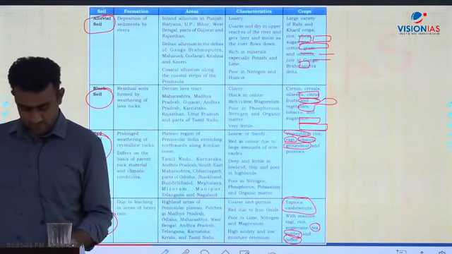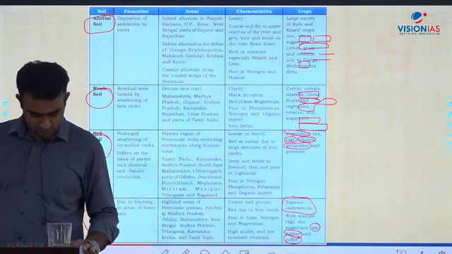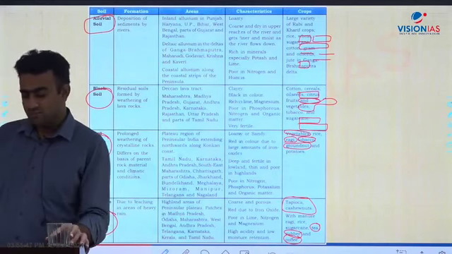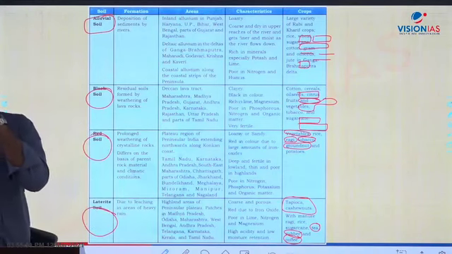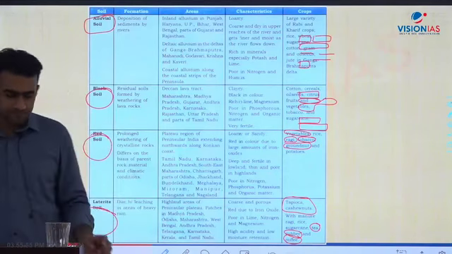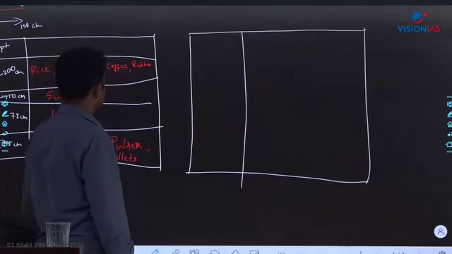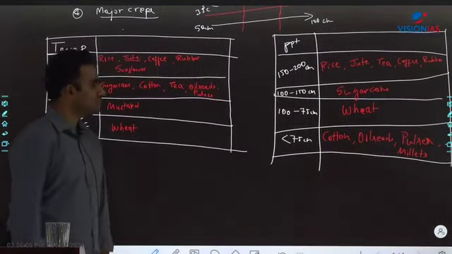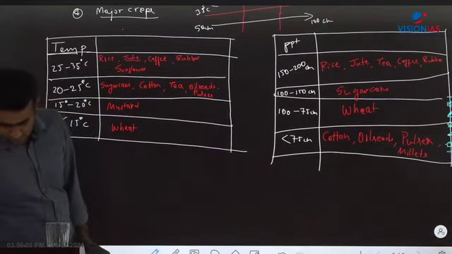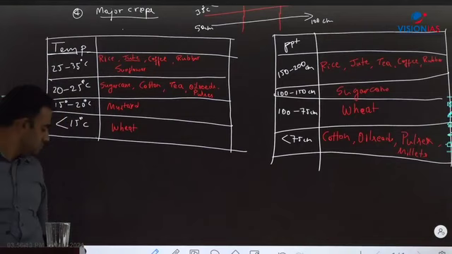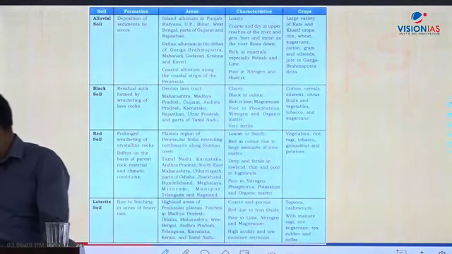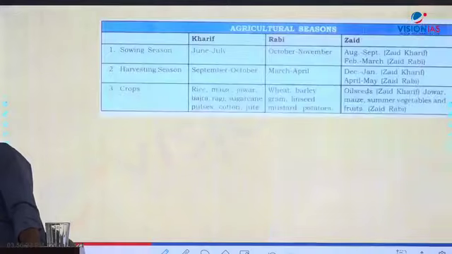Is that clear? So along with the soils, please remember this much, आपका मेजर क्रॉपिंग कंडीशंस कवर हो गया यहां पर. Now let's see the cropping regions for these crops.